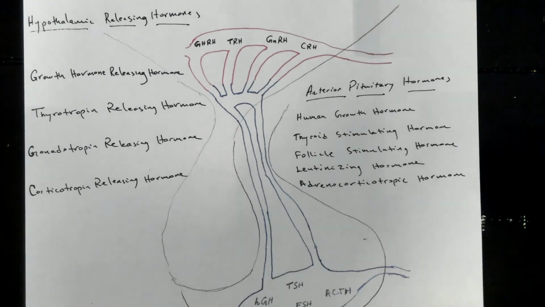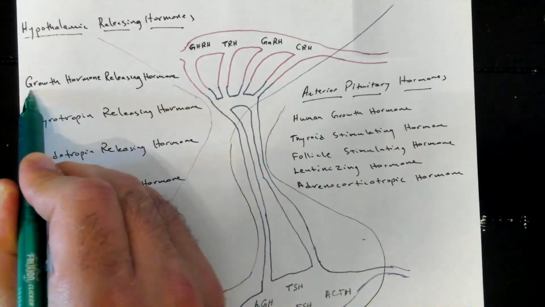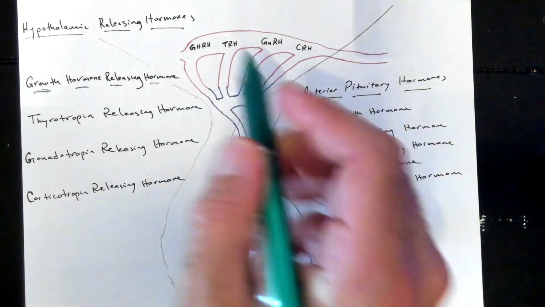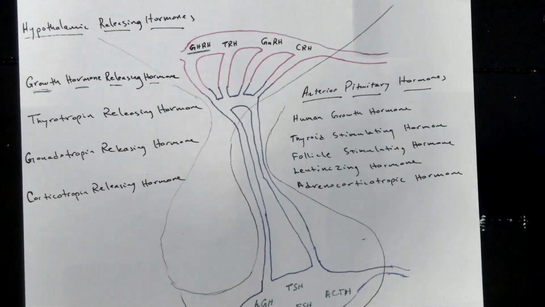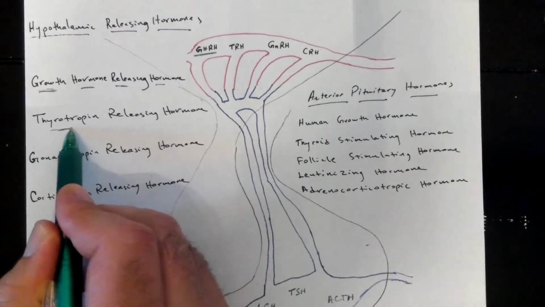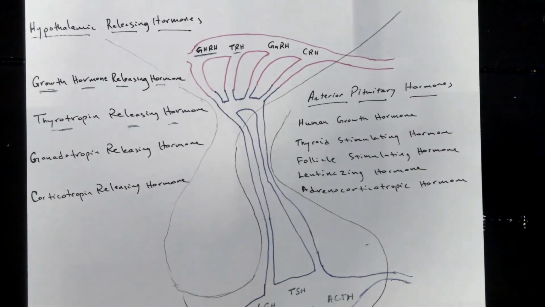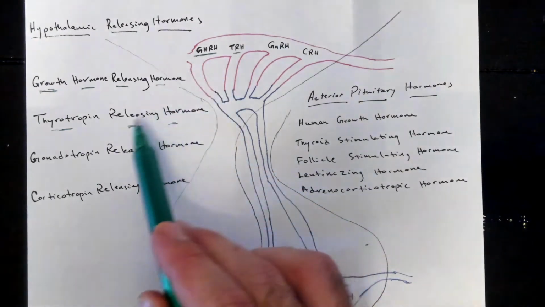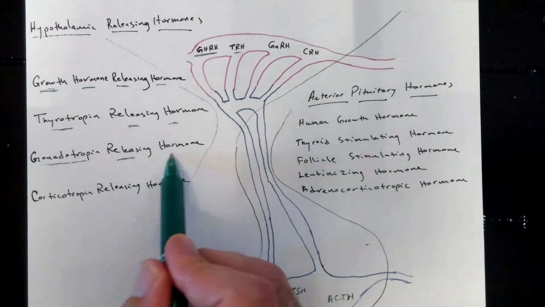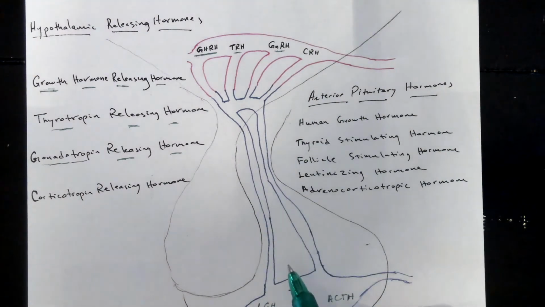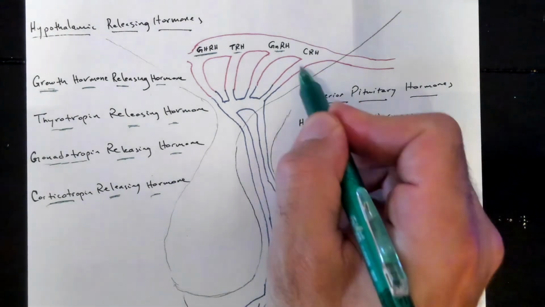The ones that we're going to go over are growth hormone releasing hormone. So that's our first one, which is also called GHRH. Thyrotropin releasing hormone, also known as TRH. And you do have to memorize both of these, right? You have to memorize the long form and the short form because you'll see both of them being used. Gonadotropin releasing hormone, or GnRH. And corticotropin releasing hormone, or CRH.